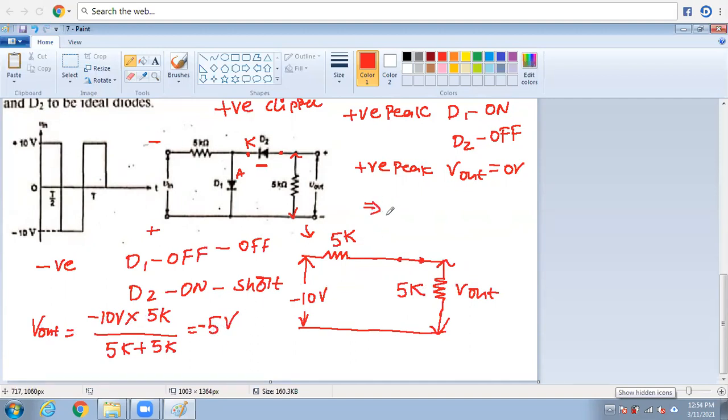If you draw the output waveform, it is very simple. This is the positive clipper, so there is no positive peak. Once you consider the negative peak, it is minus 5 volts. This is the minus 5 volts.